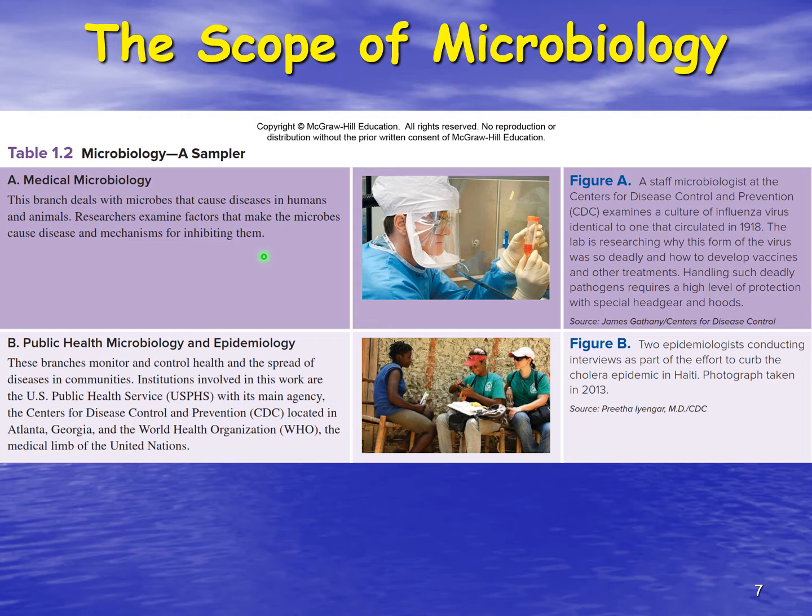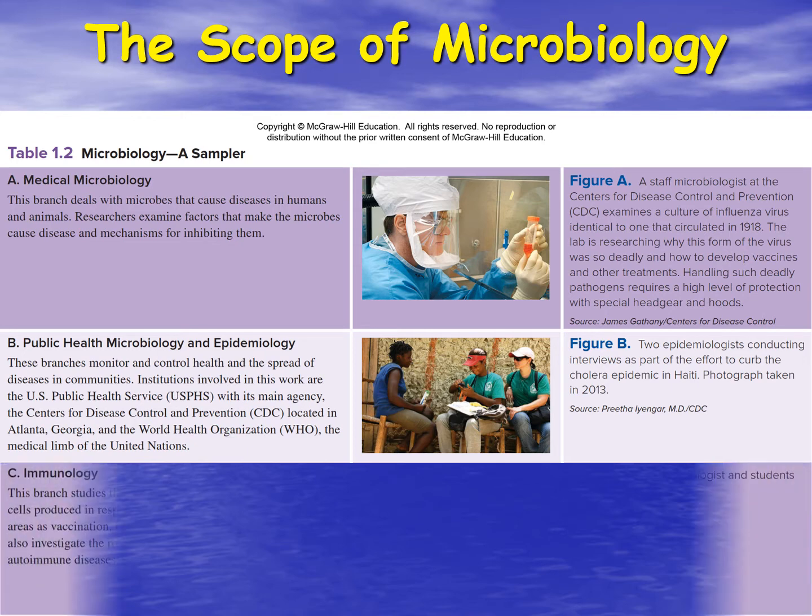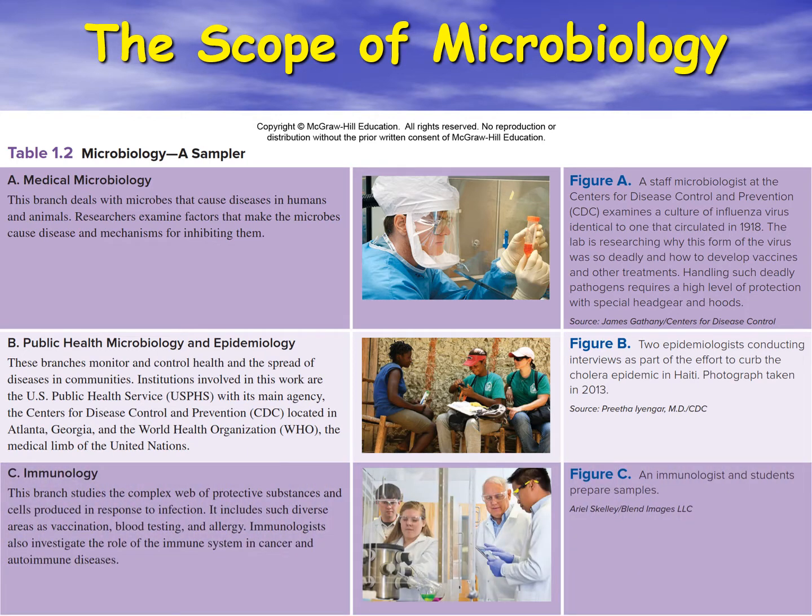Public health microbiology and epidemiology we have heard a lot about in the recent months with COVID-19. Institutions involved in this include the U.S. Public Health Service, Centers for Disease Control and Prevention, the World Health Organization, localized health groups, especially like Greene County Health, and other groups as well. Immunology. This really studies how the body responds to disease when it occurs. And we'll spend a couple of chapters looking at immunology in the body.